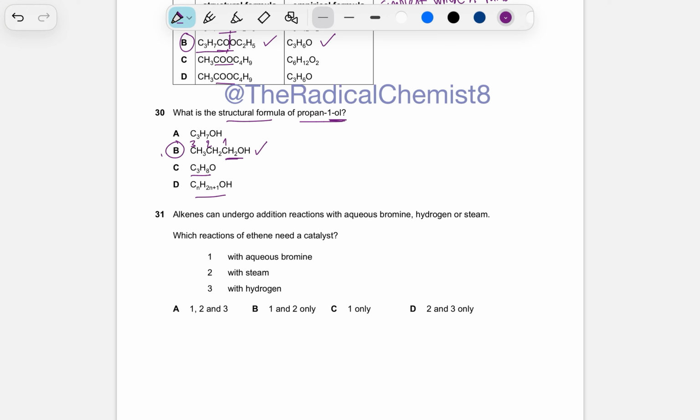Alkenes can undergo addition reactions with aqueous bromine, hydrogen, or steam. Which reactions of ethene need a catalyst? So remember, addition reactions is when you're adding across the double bond. So aqueous bromine reacts normally at room temperature, so it doesn't need a catalyst. Reaction with steam requires an H3PO4 catalyst. Normally this forms an alcohol. And reaction with hydrogen normally forms an alkane. This reacts and needs a nickel catalyst. So it's 2 and 3, so your answer is D.